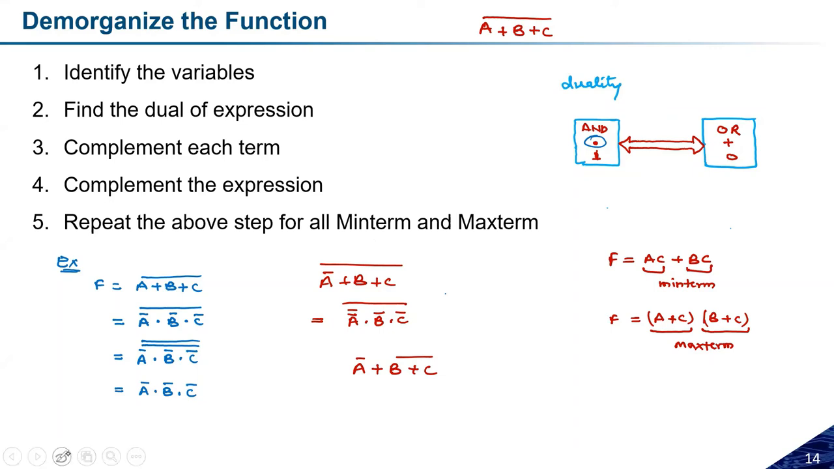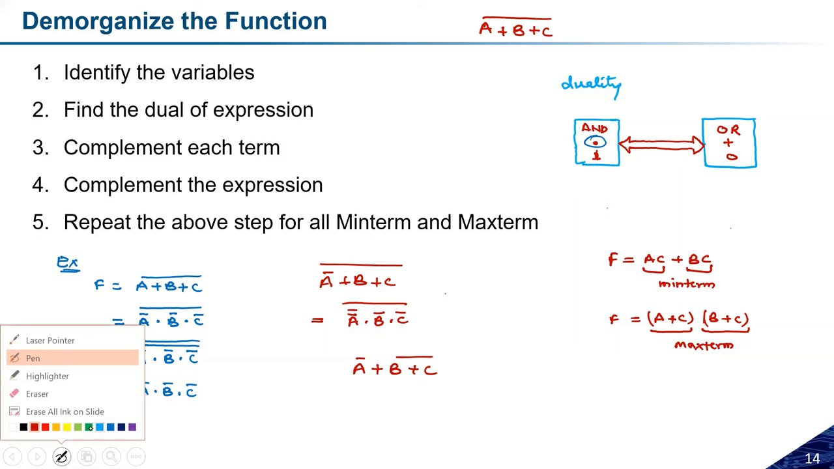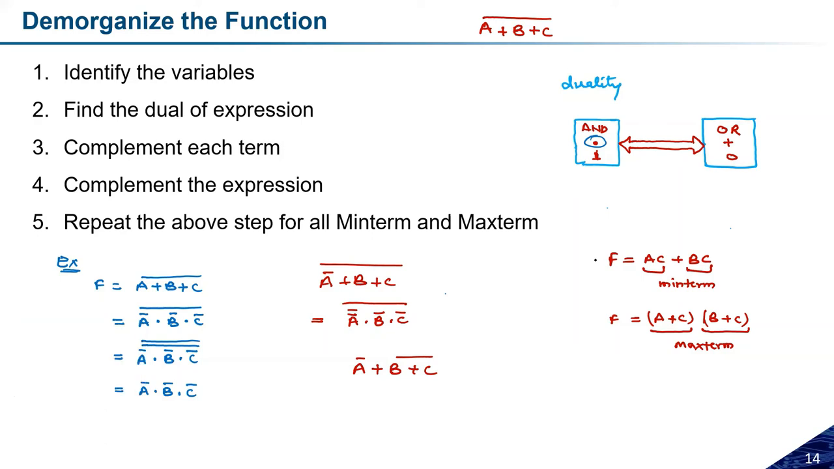Before we move ahead, we should understand one more thing. If you see the first case here, this was the first case and this is the second case. In the first case, which I am considering as the minterm, what does it mean? It means that we are adding the products. So we are doing sum of products. We are adding the product terms, so we can also call them sum of product terms.